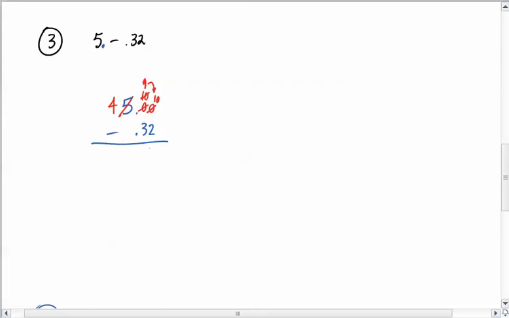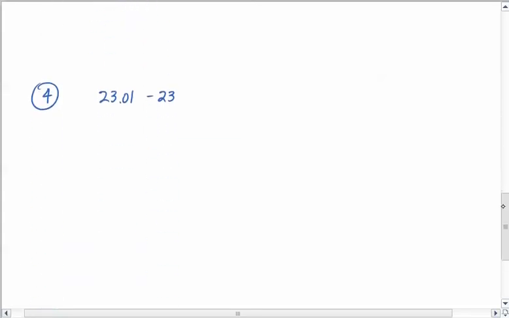So here we go. 10 take away 2 is 8. 9 take away 3 is 6. And then 4 take away nothing is 4. So we have 4.68, 4 and 68 hundredths. Okay, so we'll do another subtraction one.